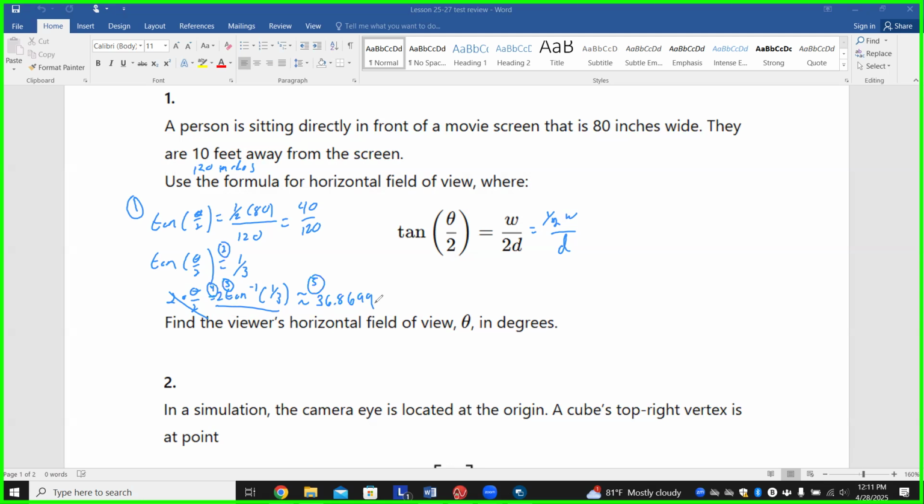So if it wants it to the nearest degree, what would the nearest degree be here? 37. Very good. Okay. Just pay attention to what the question wants. We good on question number 1?